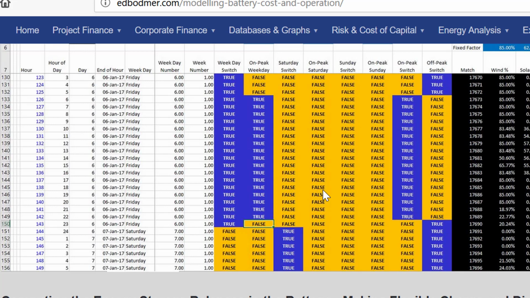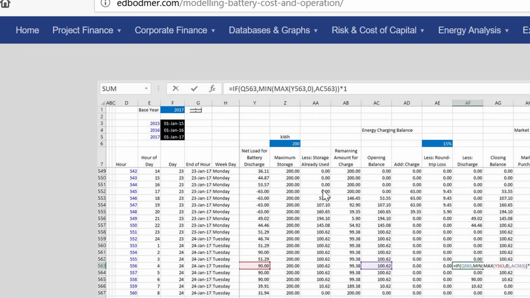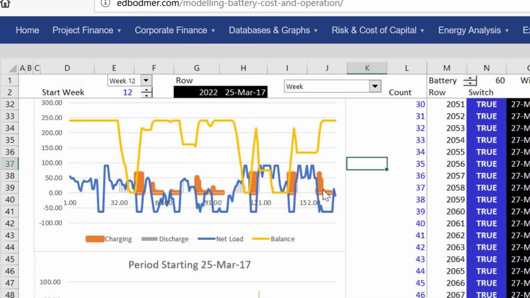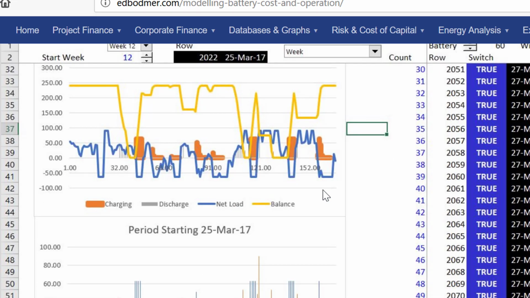It really does. Let's use some AI to do this. It's an if statement, and you've got to think through how you would actually operate the battery. This is an illustration on an hour by hour basis of how you might charge it and discharge it, and it's a simple if statement.